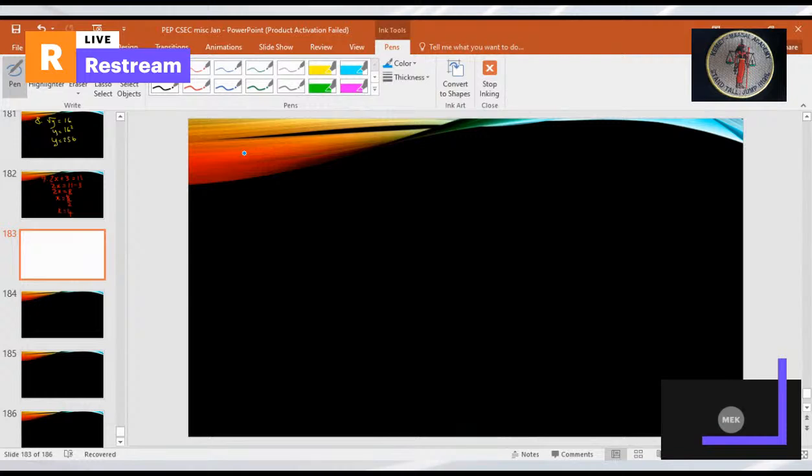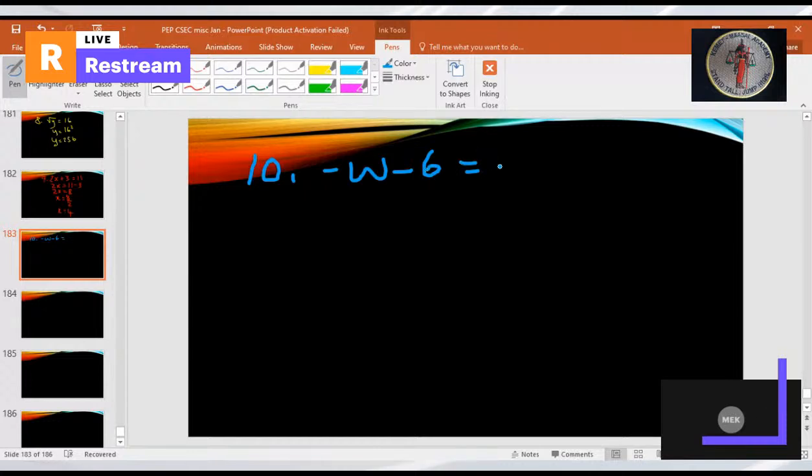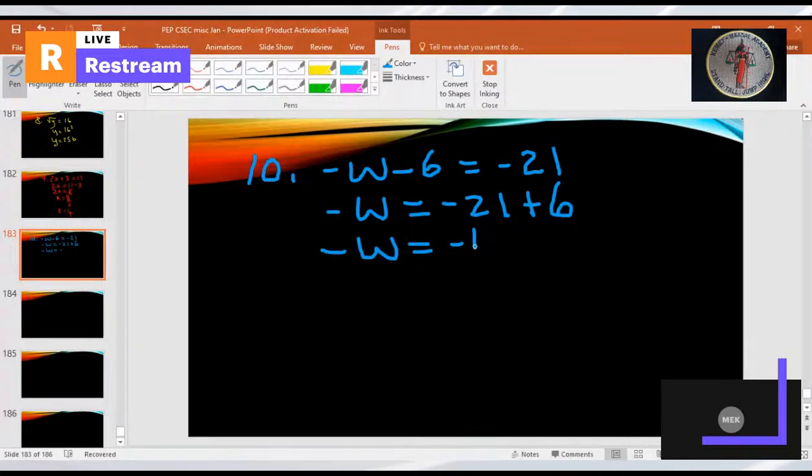Number 10. Negative w minus 6 equals negative 1. Want to move the negative 6 across. It's negative over here, it's going to become positive. Move it across. And negative 1 plus 6 is 5... so negative w equals negative 5.